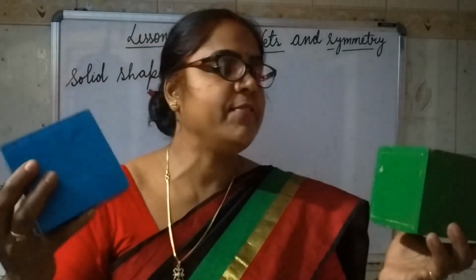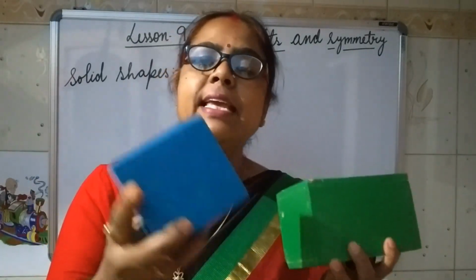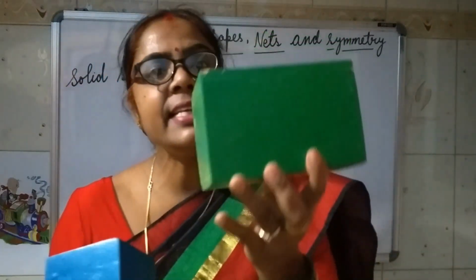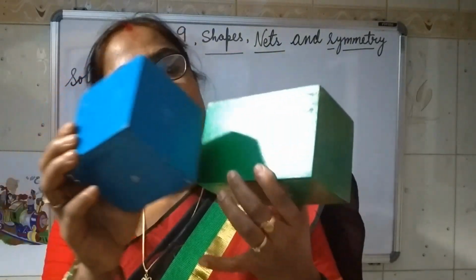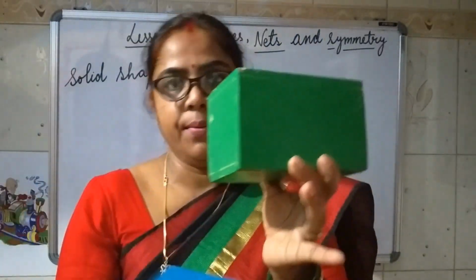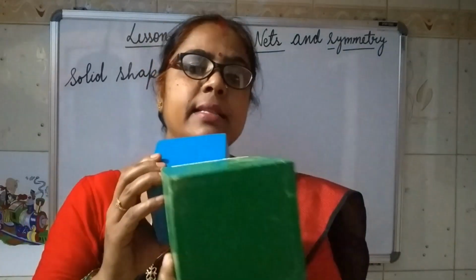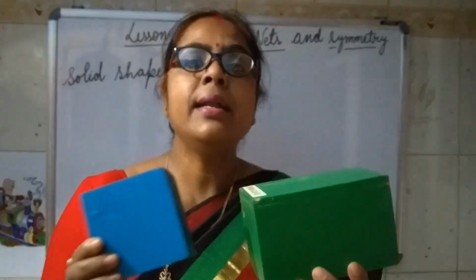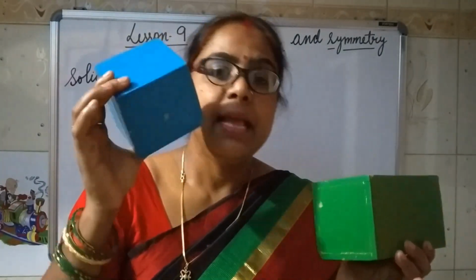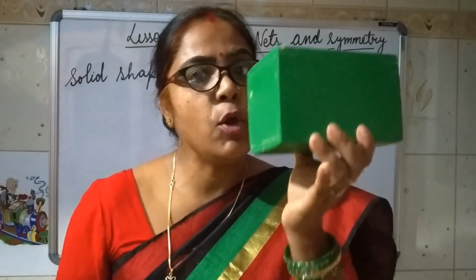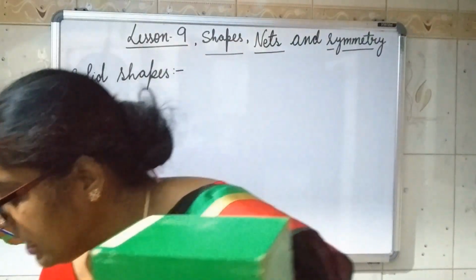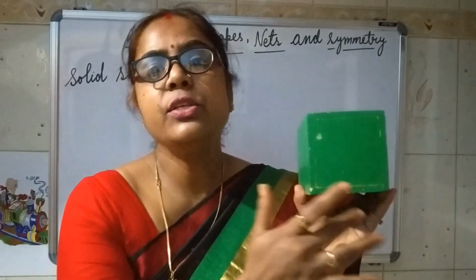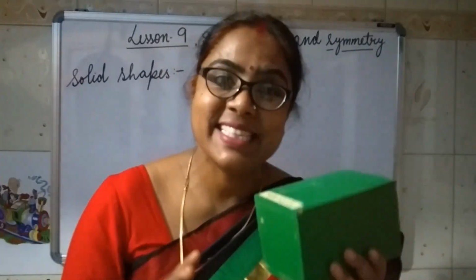Now, what is the difference between this cube and cuboid? If you see, this cube is having all faces equal and all are square. But if you see this cuboid, only the opposite faces are equal. They are rectangles, or these two are square. So opposite faces are equal, but all faces are not equal. In cube, all faces are equal. In cuboid, opposite faces are equal. And in cuboid, each surface is either rectangle or square. Clear? Because all are not the same.